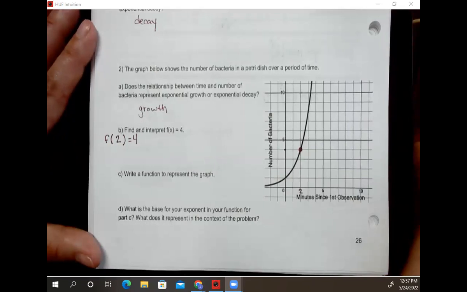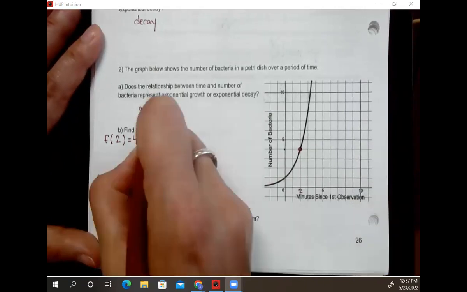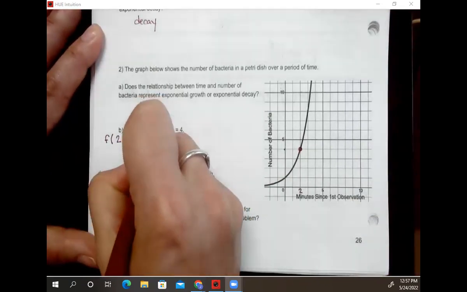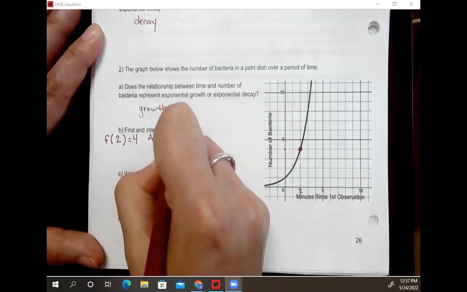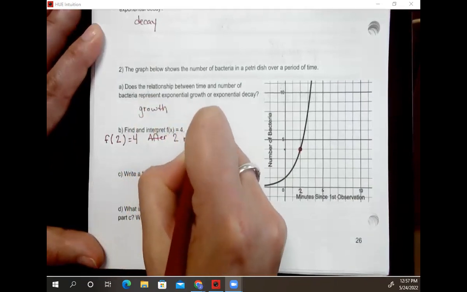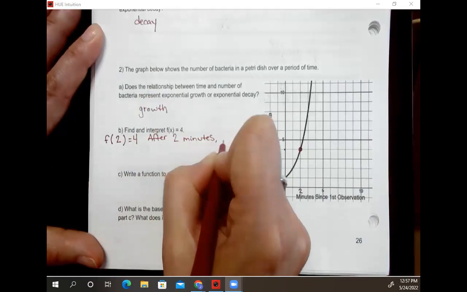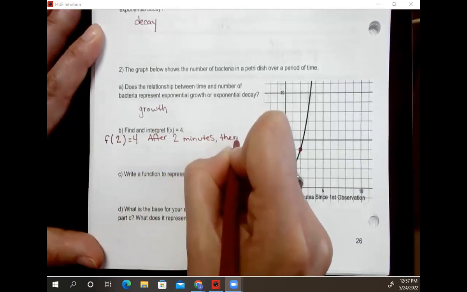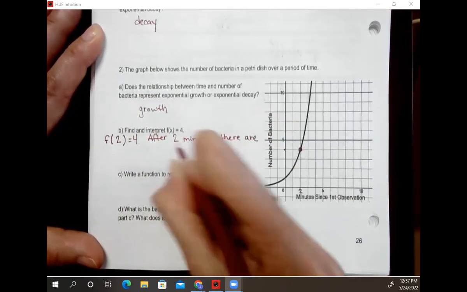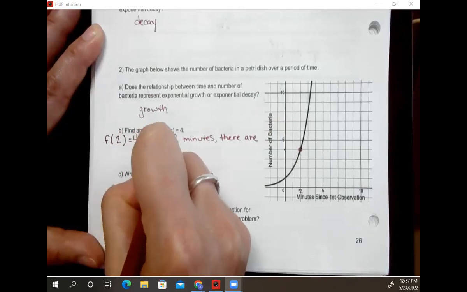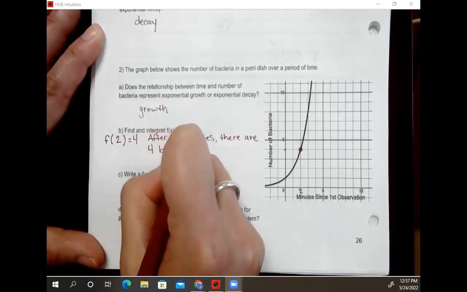F of 2 equals 4. Throw those labels in there for me. After 2 minutes, there are 4 bacteria in the dish.